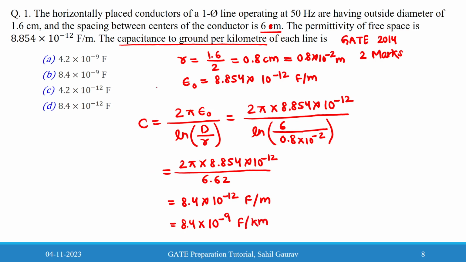So the correct option will be B, 8.4 into 10 to the power minus 9 farad. And since kilometer is given in the question, they have not written per kilometer. If there is no doubt, we can move to the next part.